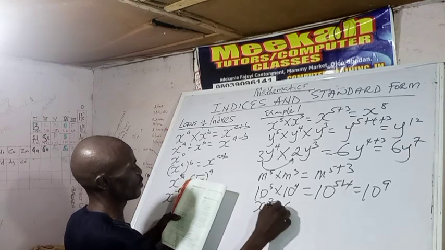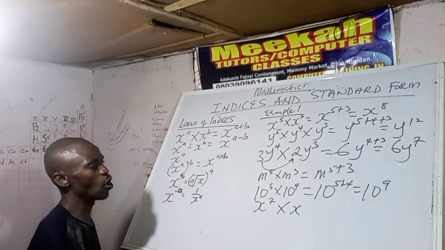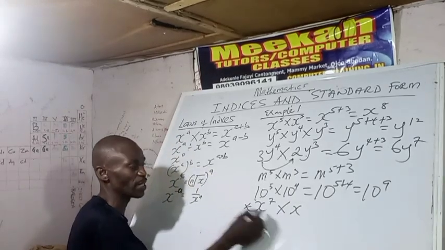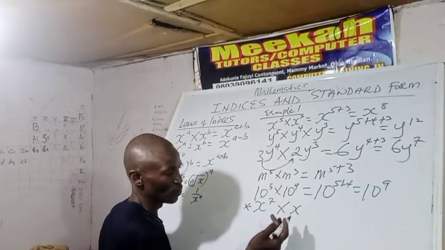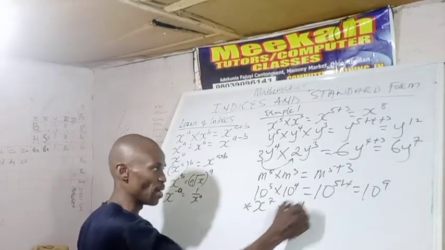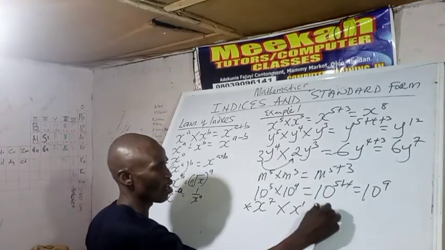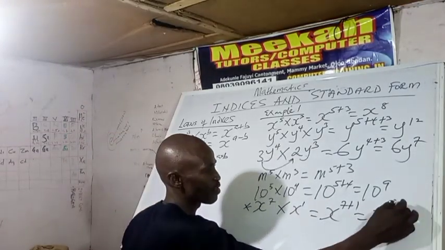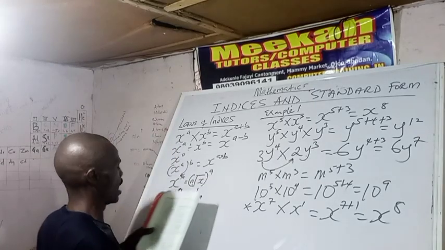What if you come this way? X raised to power 7 times x. Note this is the same thing as x raised to power 1. Note this question, don't go on error. You need to know, follow no rule. This will become x raised to power 1. So this becomes x raised to power 7 plus 1, which becomes x raised to power 8.